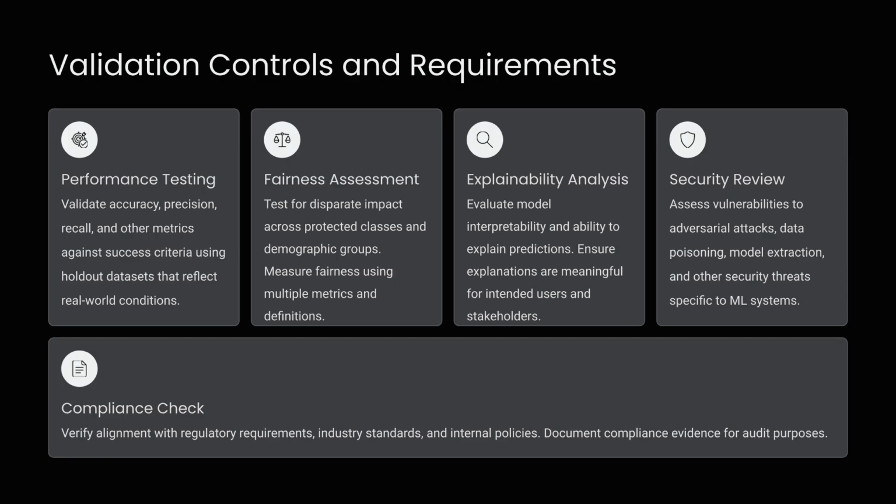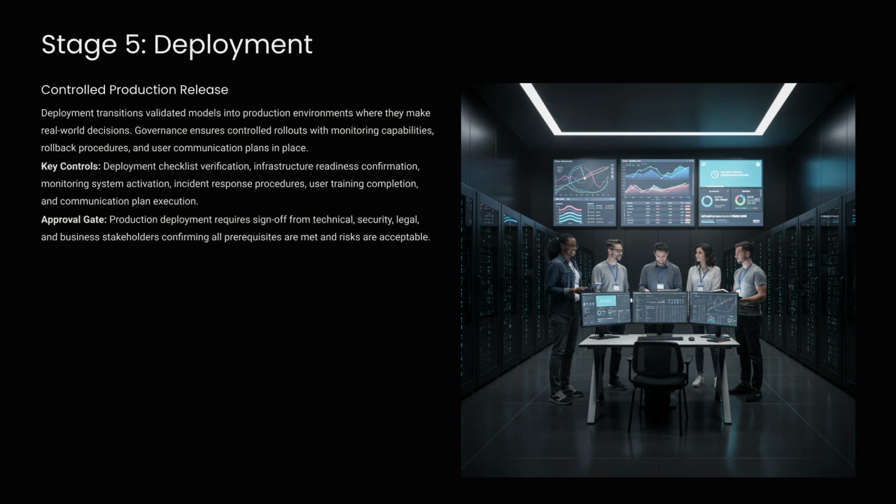Validation includes key controls like performance testing, fairness assessment, explainability analysis, security review, and compliance checks. These ensure comprehensive evaluation against all requirements. Stage 5, deployment, transitions validated models to production. Key controls ensure monitoring system activation and rollback procedures are in place. The approval gate requires sign-off from all critical stakeholders.